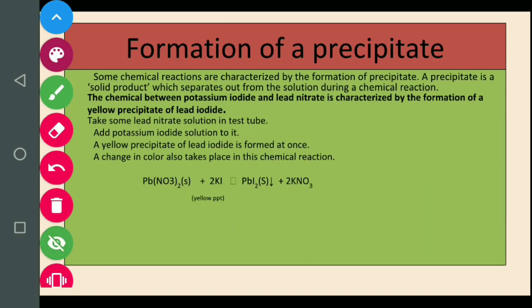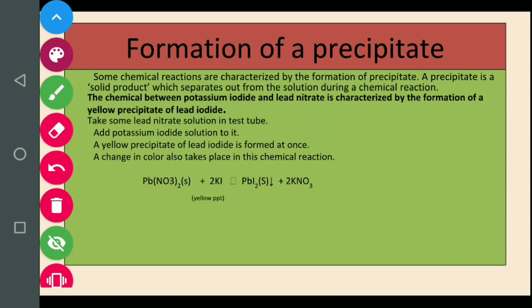Next, formation of precipitate. Some chemical reactions are characterized by the formation of a precipitate. A precipitate is a solid product which separates out from the solution during a chemical reaction. Let's take an example again. We have potassium iodide, which when reacted with lead nitrate, is characterized by the formation of a yellow precipitate of lead iodide.